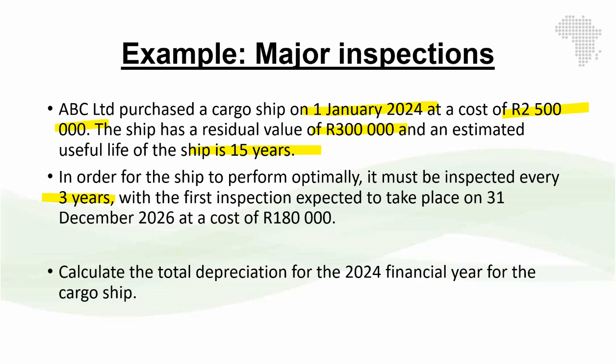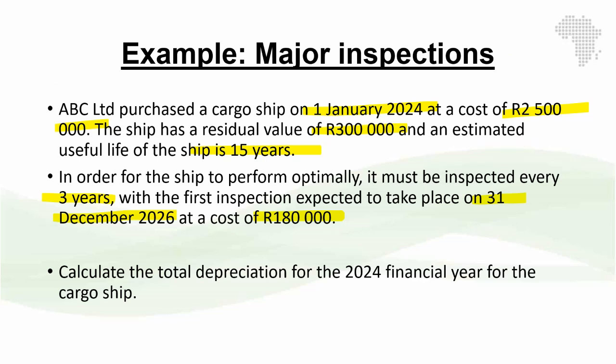So it must be inspected, and if it needs to be serviced, every 3 years. The first inspection is expected to take place on 31 December 2026. So here you can see 3 years after the date of purchase at a cost of 180,000 Rand. So once again, just remember at this stage, we have not actually incurred the cost of the 180,000, but there is an obligation in future. We will have to incur the cost. At this stage, it is only an estimate of what it will be. We don't know what the cost will be exactly. We only know that in the future, we are going to have to perform an inspection on the ship, and then we estimate it will be 180,000.